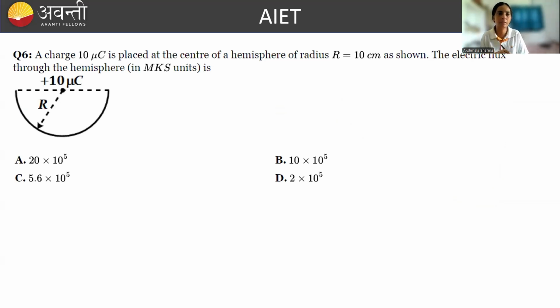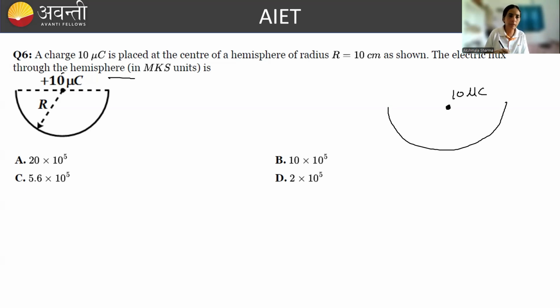Now let's do another question. A charge of 10 microcoulomb is placed at the center of a hemisphere of the given radius. The electric flux through the hemisphere will be what? So there is a hemisphere and a charge kept at the center, symmetrically. A 10 microcoulomb charge is kept.